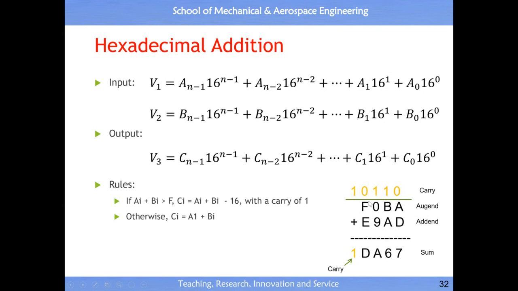Okay. And here F plus E for sure is greater than F. Then we just do F plus E minus 16. Then we get D with a carry of 1. Then 1 plus empty equals 1. So this is the final result. But this one comes from the carry of 1, which indicates there is a carry of 1. All right.